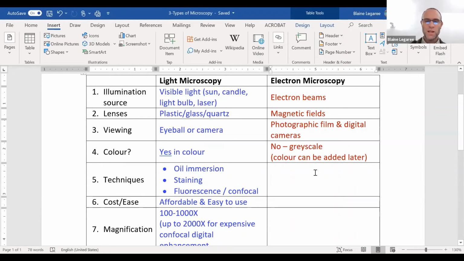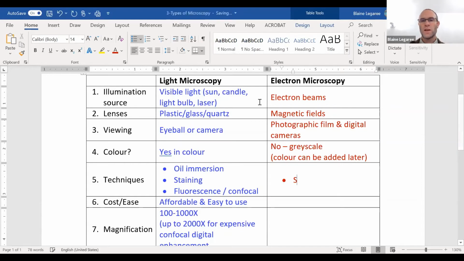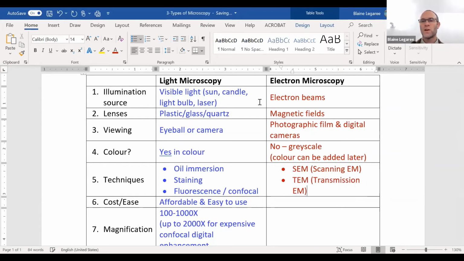Techniques, again, there are many techniques, but I am just going to put the two that we talked about. So SEM, that's scanning electron microscopy, and TEM, that's transmission electron microscopy.